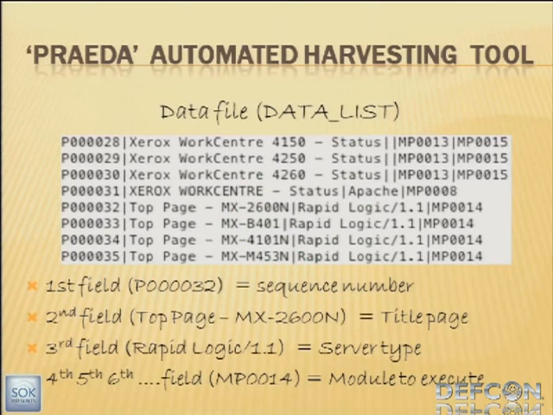The data file, this is the structure of the data file. There's four plus fields in the data file. The first field is nothing more than a sequence number. The second and third fields are the method we use for fingerprinting. And the way that works is the second field looks at the title page of the multifunction printer.